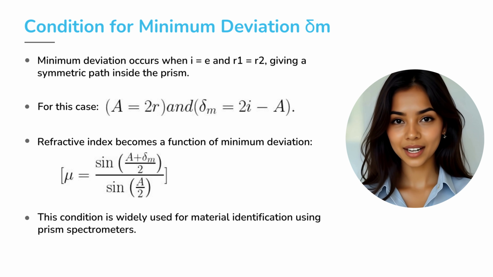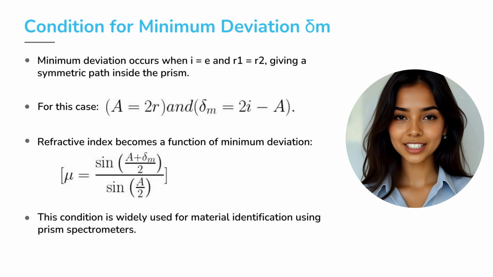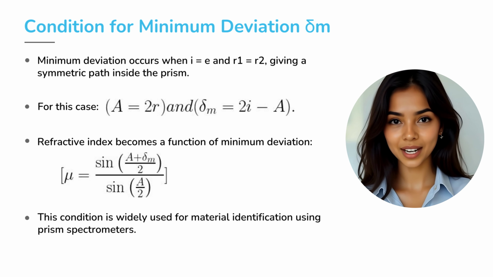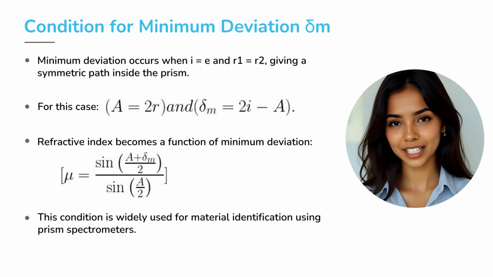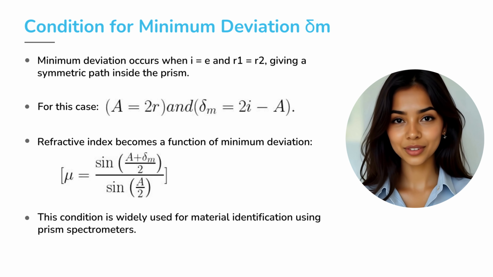When this symmetry occurs, the prism's angle A simply equals twice the refracted angle R, so A equals 2 times R. Because the ray takes this balanced path, the formula for minimum deviation delta sub m becomes 2I minus A. And here's the golden formula connecting refractive index mu to the minimum deviation.